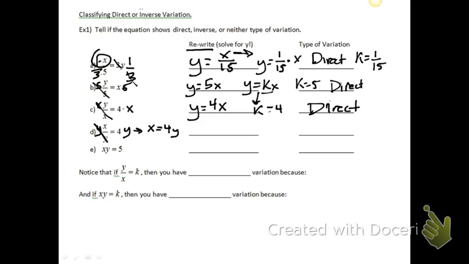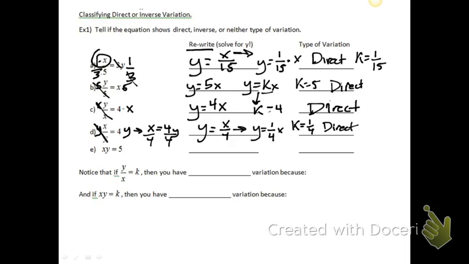Now what I'd have to do is divide both sides by 4, and I'd end up with y equals x over 4. Once again, this is not inverse variation. X is in the numerator. Another way of rewriting this would be y equals 1/4 times x. Our K value here is 1/4, and we're still playing with direct variation.